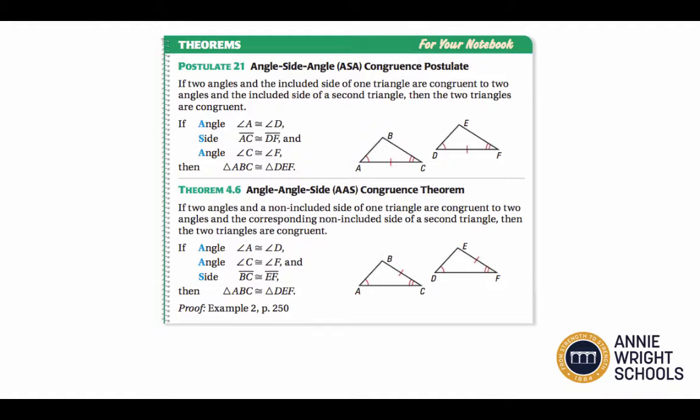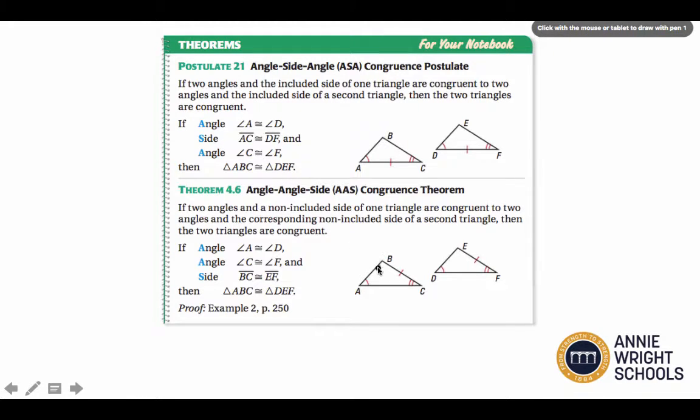Geometry students, we get our last two shortcuts for proving triangles congruent today, and they are angle, side, angle, and angle, angle, side. Pretty easy to see here that if you make one a postulate, it's pretty easy to prove the other as a theorem. So take a look down here in the theorem.